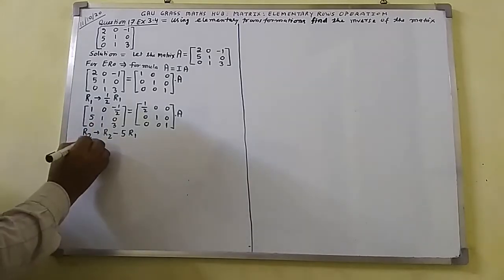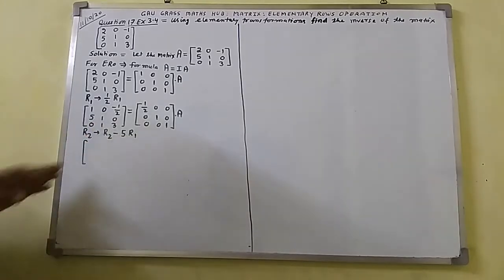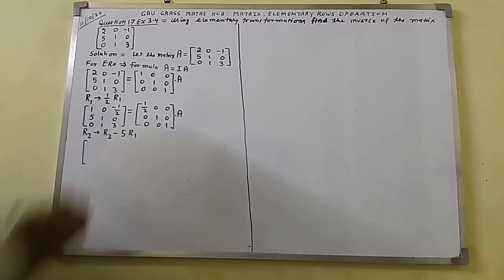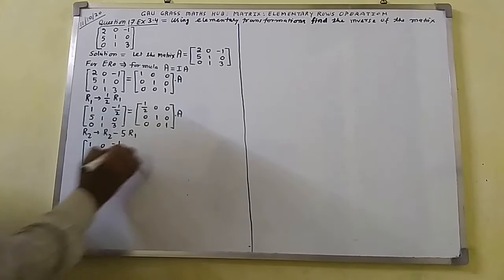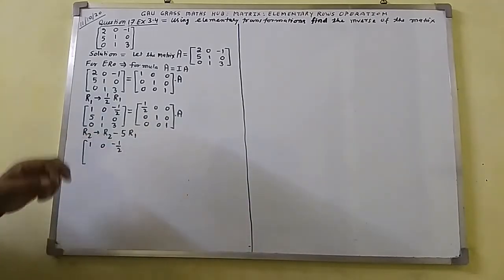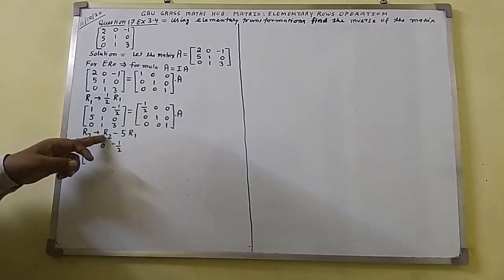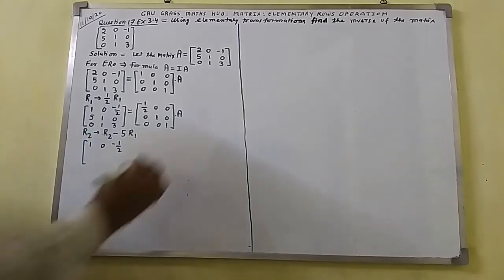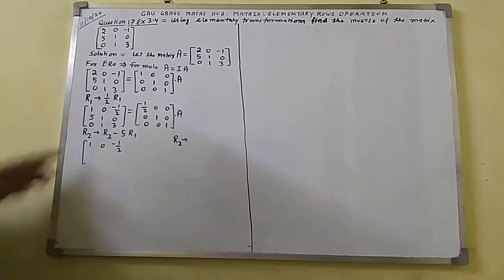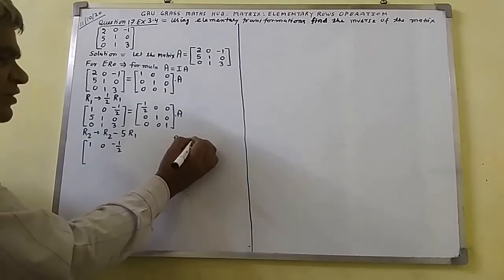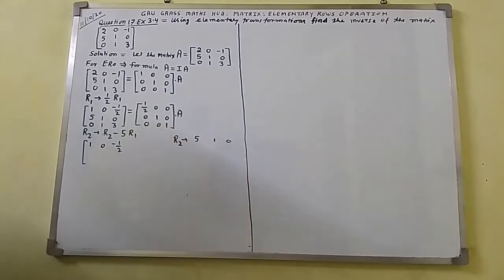So by applying the property I shall get the matrix converted into the following. The elements of first row will be written as it is, 1, 0, minus 1 over 2. The only changes will occur in the second row. In place of R2, here write R2 goes to, the elements of R2 I shall write, 5, 1, 0.